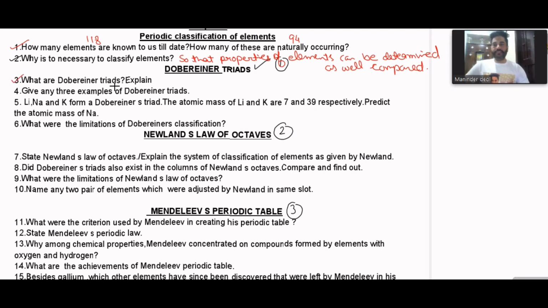What are Dobereiner's triads? Dobereiner's triads are groups of three elements, and we have to explain also. It is a group of three elements which, when arranged in increasing order of atomic mass, are such that the average of the masses of the first and third is nearly equal to the middle one. That is known as a Dobereiner triad. Clear now?